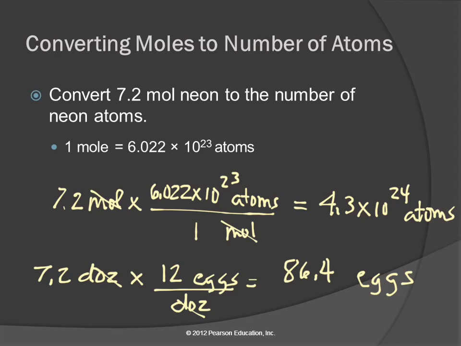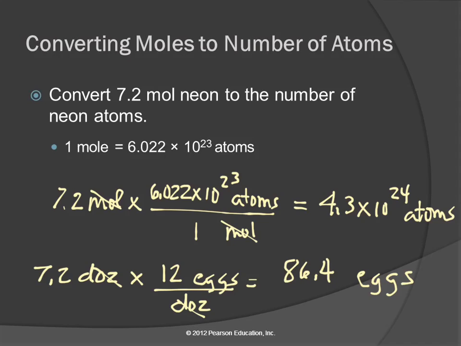So like at Costco, you can buy 5 dozen eggs. This is 7.2 dozen. So it's going to be more than 5 dozen. Is that going to be a lot of eggs? That's going to be a lot of eggs. So is 86 eggs a reasonable number for 7 dozen? Yes, it is. If you got your conversion factor upside down, which is probably the most common mistake people make, and you came up with 0.6 eggs, is that reasonable? Less than 1 egg in 7 dozen eggs. No, that's wrong, right?